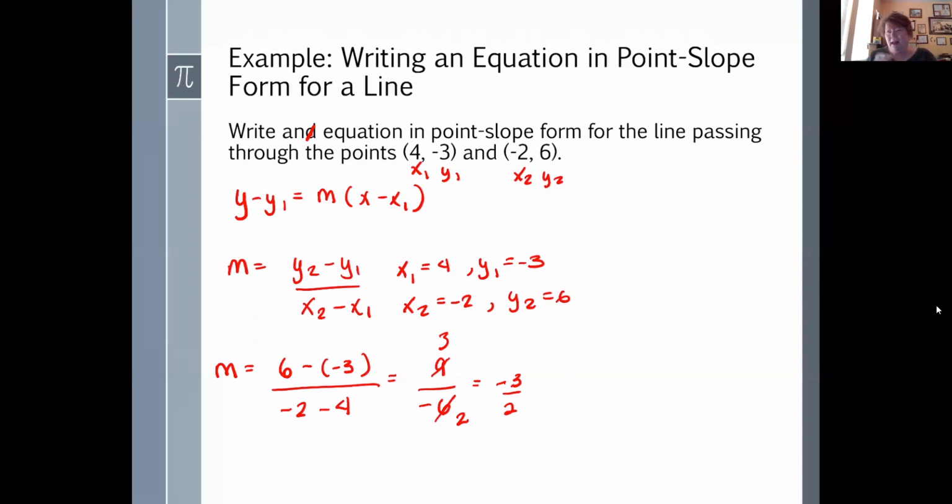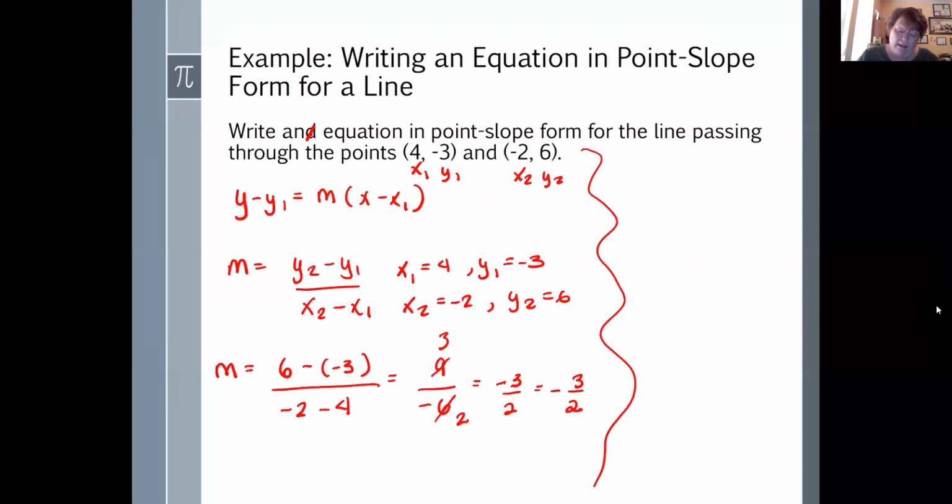And I kind of have the negative written in front of the 3. Again, if you have 3 over negative 2, you can write that minus in the numerator or the denominator or outside the fraction. Typically, we would write negative 3/2. They all mean the same thing. All right, so now that I have the slope, I can substitute back into the point slope form and find the equation of the line.